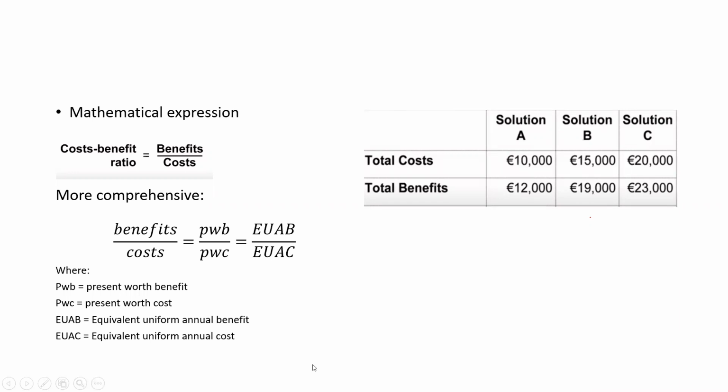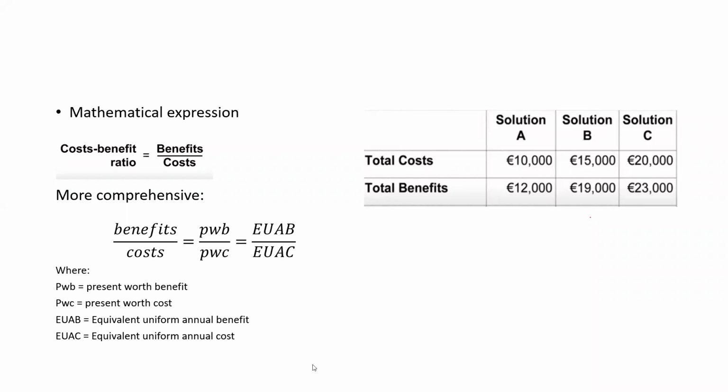For solution B, what will be the cost benefit ratio? 1.3. Okay, you might not need to take it to 1 decimal place. Leave it in 2 decimal places. So it's going to be 1.27.